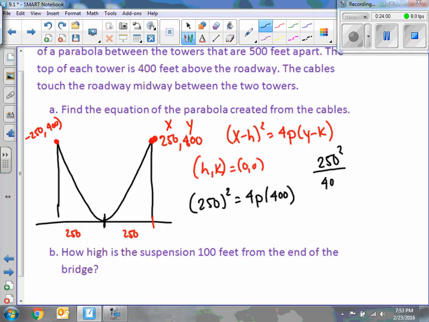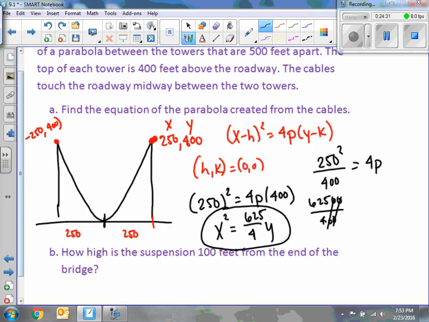250 squared over 400 is going to be equal to 4p, which is what we're trying to solve for. 250 squared is 62,500 over 400. My zeros cancel out. 625 over 4. So my equation is simply going to be x squared equals 4p is equivalent to 625 over 4 times y. That would be my answer.